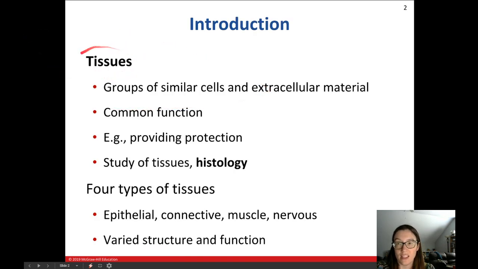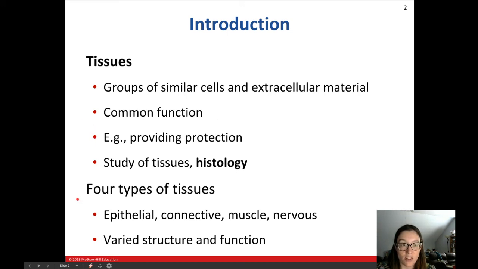So what exactly is a tissue? Remember we said the study of tissues is called histology. Tissues are groups of similar cells as well as extracellular material. So it's not just cells, it's also all the other stuff that's outside of those cells. A bunch of cells working together to perform a common function form a tissue.